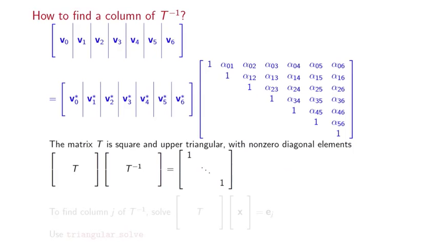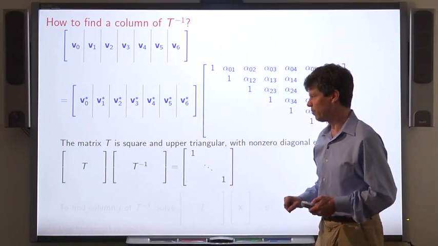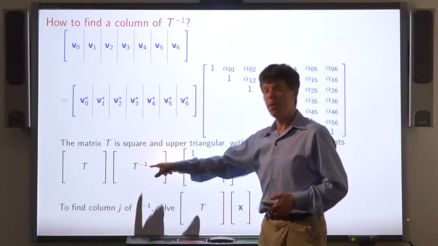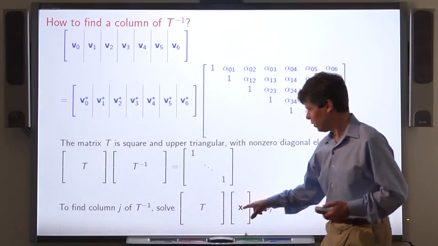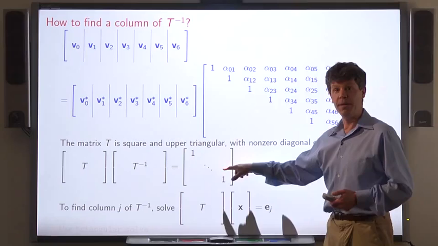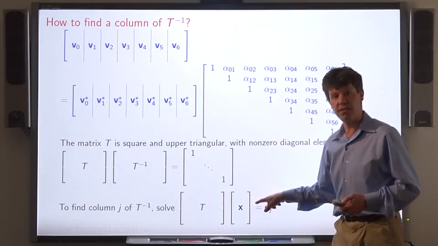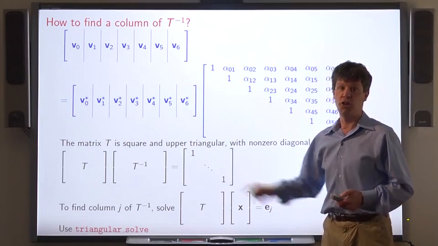From our knowledge of matrix inverse, we know that T times T inverse is the identity matrix. So we can find column j of T inverse by solving an equation, T times the unknown column, which we call x, equals the corresponding column of the identity matrix, which is the standard vector. And how do we solve this equation? We can use triangular solve because T is a triangular matrix.